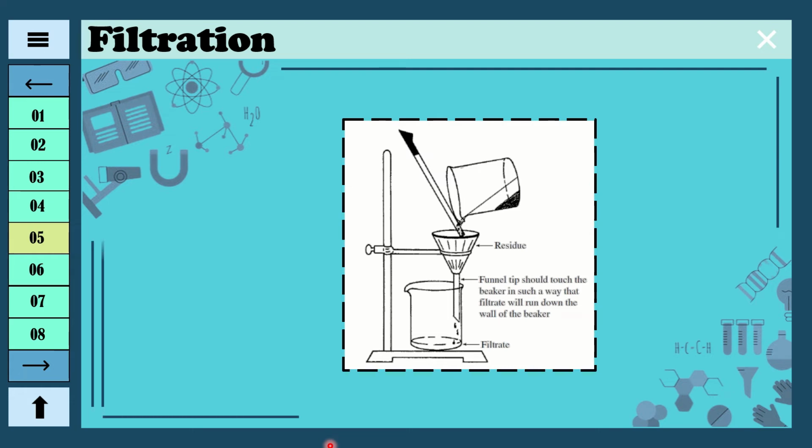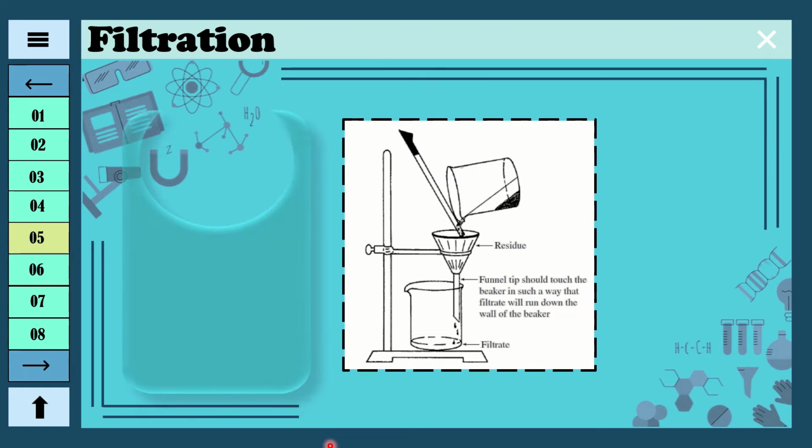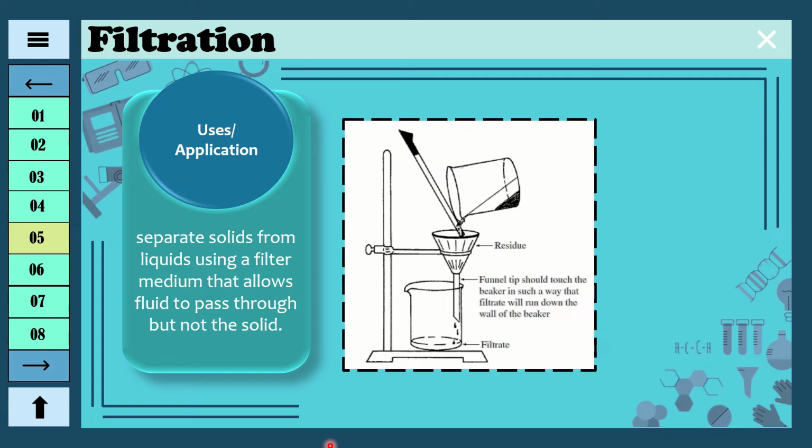Filtration has the same objective as decantation, as it separates a solid from a liquid, only that it has a barrier in separation, which is the filter paper. This is more accurate compared with decantation, as the solid particles remain in the filter paper.